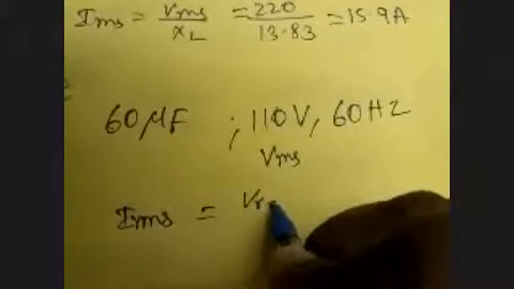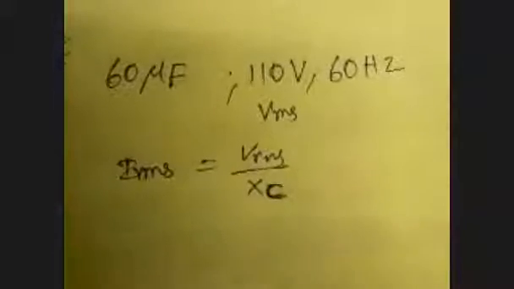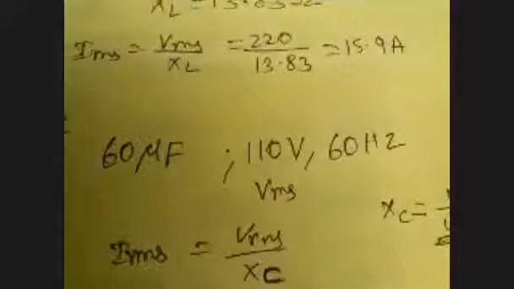Sir, IRMS we can take as VRMS by XC, sir? VRMS by XC, yeah. So what about XC, ma? XC is 1 by omega C. But here the omega value is not given. So what are you going to do? We can take omega as 2 pi F, sir? Frequency. Yeah, very good. XC is equal to 1 divided by 2 pi FC.